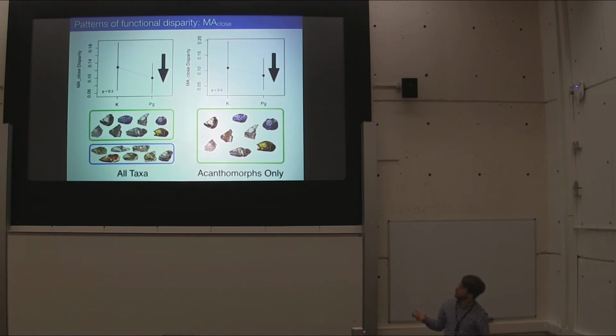And it doesn't really matter how you look at this on individual measures. The closing mechanical advantage, KT, suction index, in no case do you find higher functional disparity in the Paleogene acanthomorphs relative to the Cretaceous acanthomorphs. Although I should point out that none of these are statistically significant.